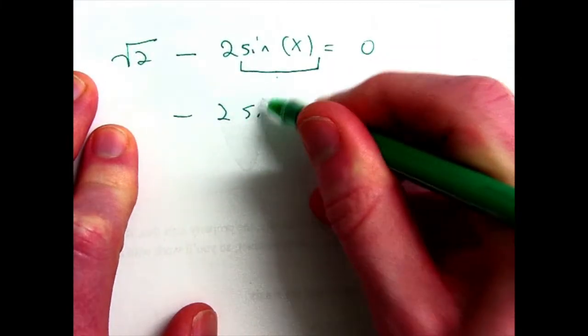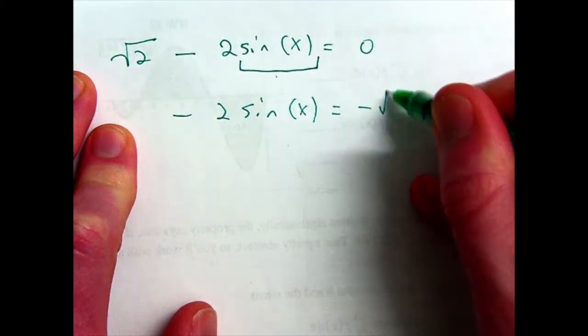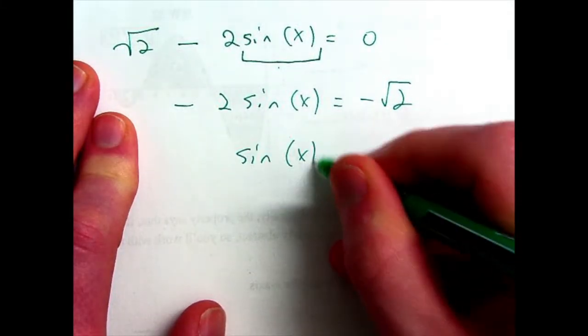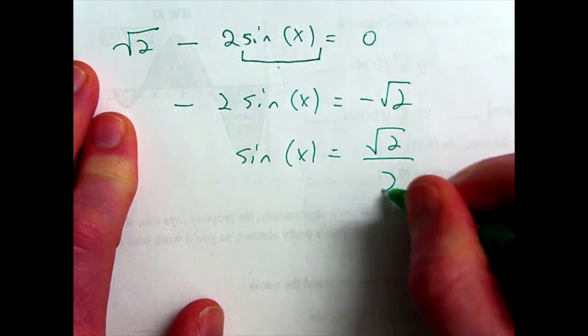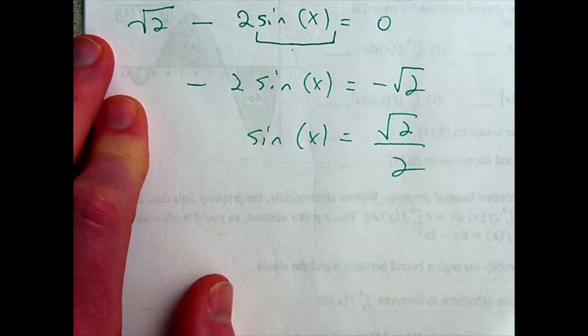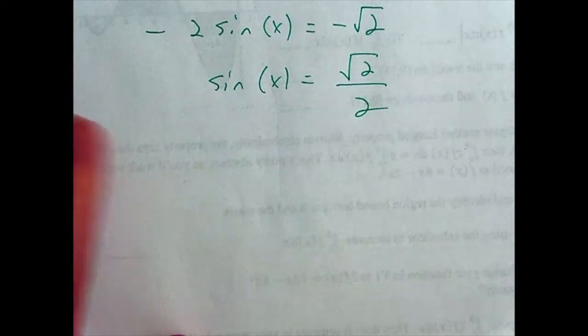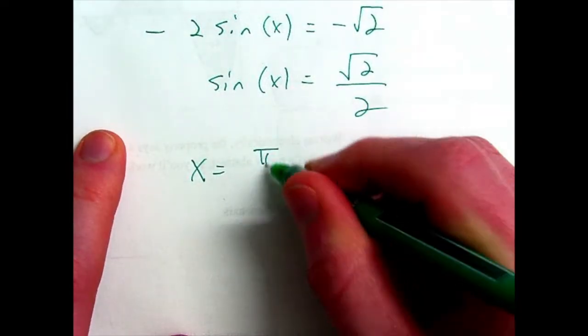So how would we do that? Well, I think we would subtract the root 2 from both sides. That gives me this. And then divide both sides by -2. That gives me sine x equals positive root 2 over 2. I think we actually already solved this equation, didn't we? This is exactly the equation we did in the first example.